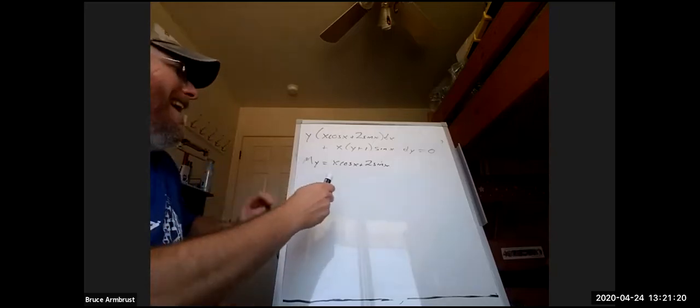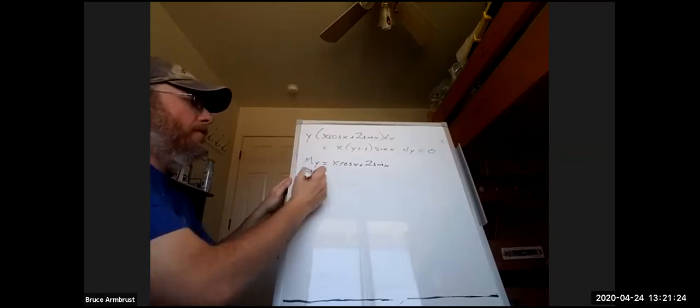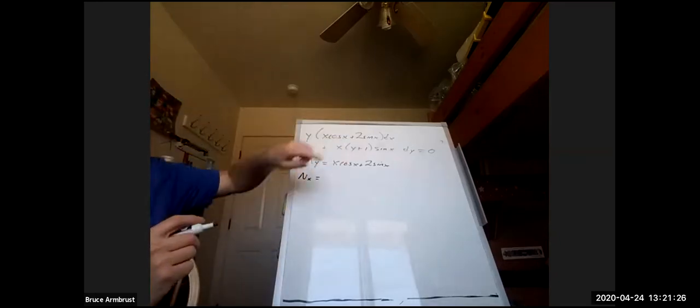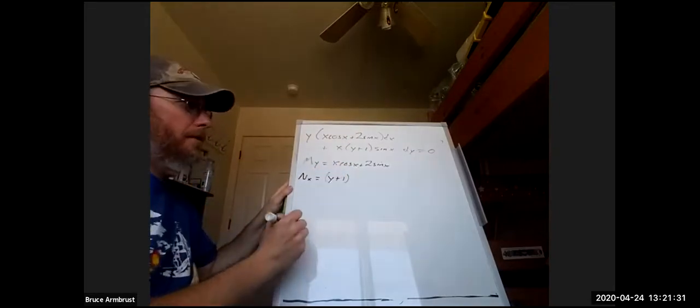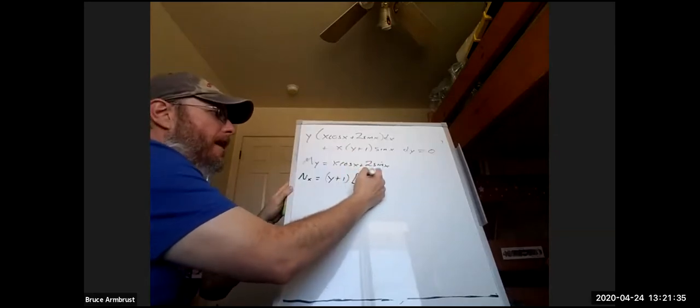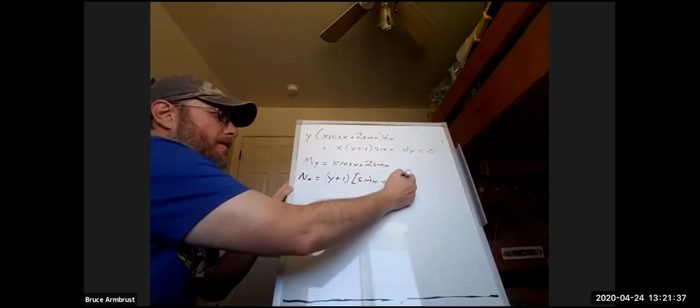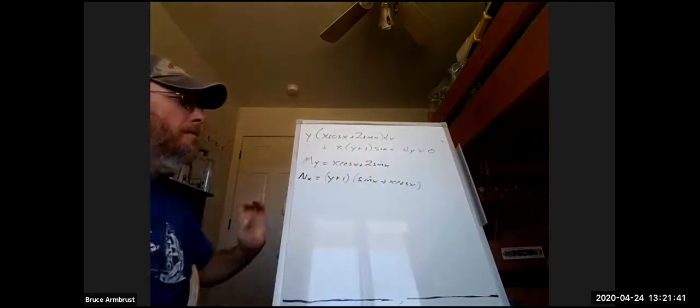So then if we look at Nx, now this one we're going to have to use the product rule because we've got x times sine x. So we're going to get y plus 1, that's constant, times, well, we're going to get sine of x plus x cosine of x. So that's the derivative of N with respect to x.